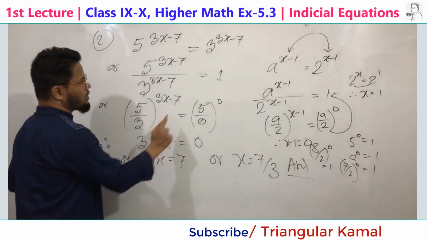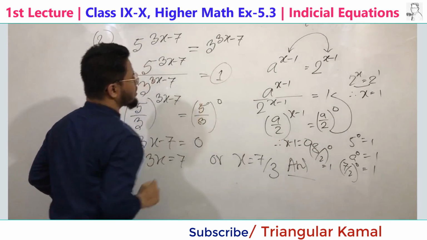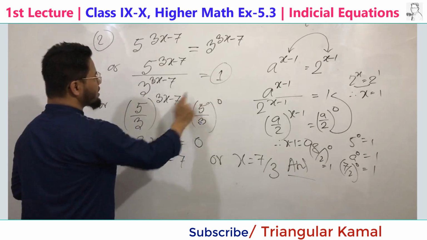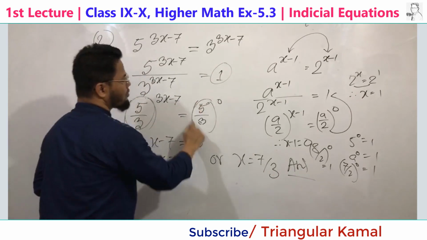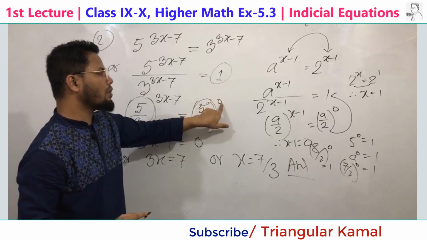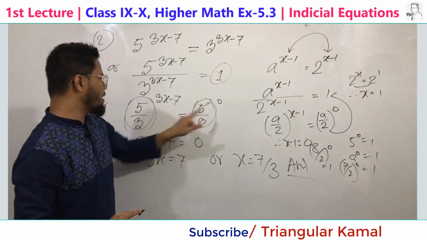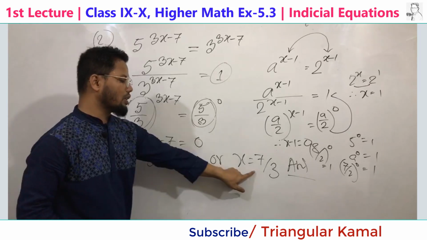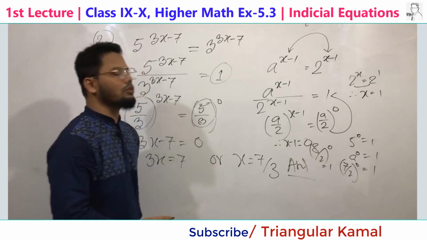Similarly, we have done this one. When we see here a 1, just making the similarity with the left side, we can write the right side with the same base, and make the power 0. Then both bases are the same, and doing the simple calculation, we will get x equals 7 by 3.